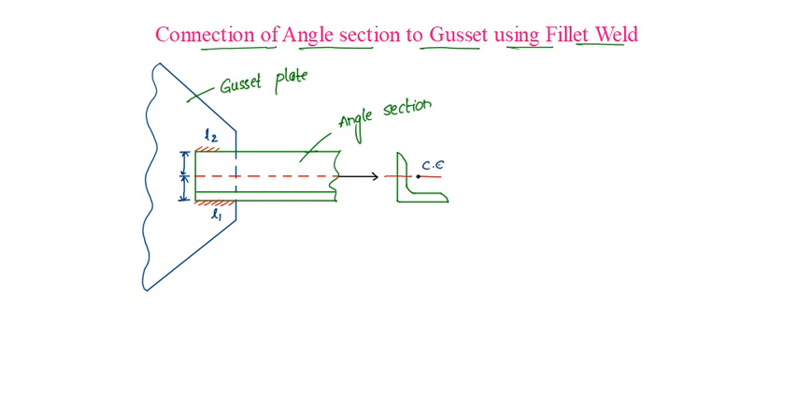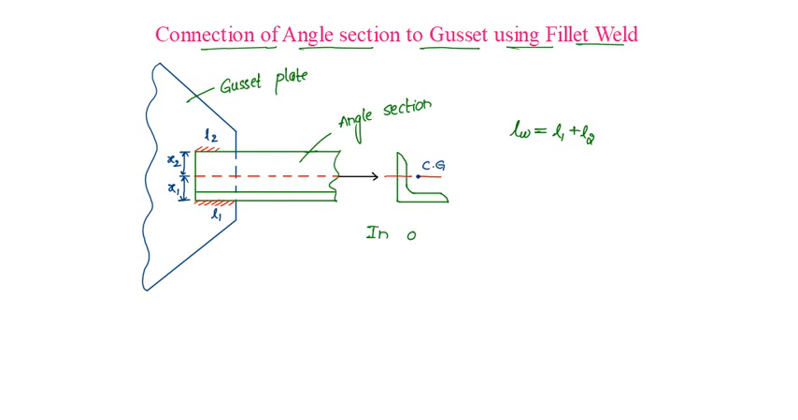Say this is the CG of the angle section, then it is at a distance of x1 from the bottom and x2 from the top. The length of the weld will be total, that is L1 plus L2.